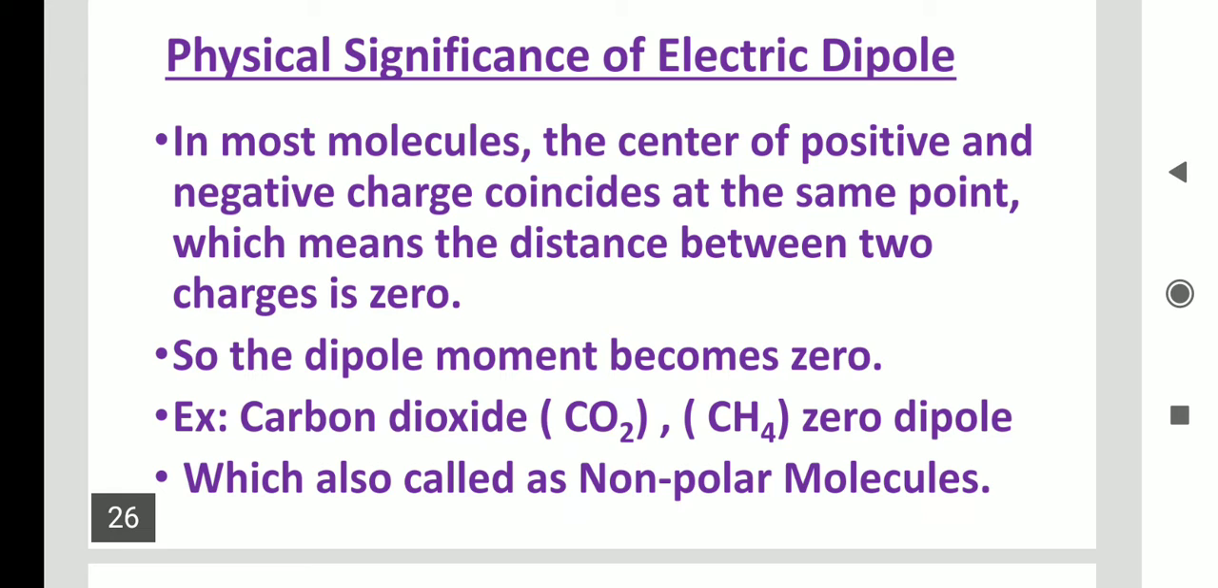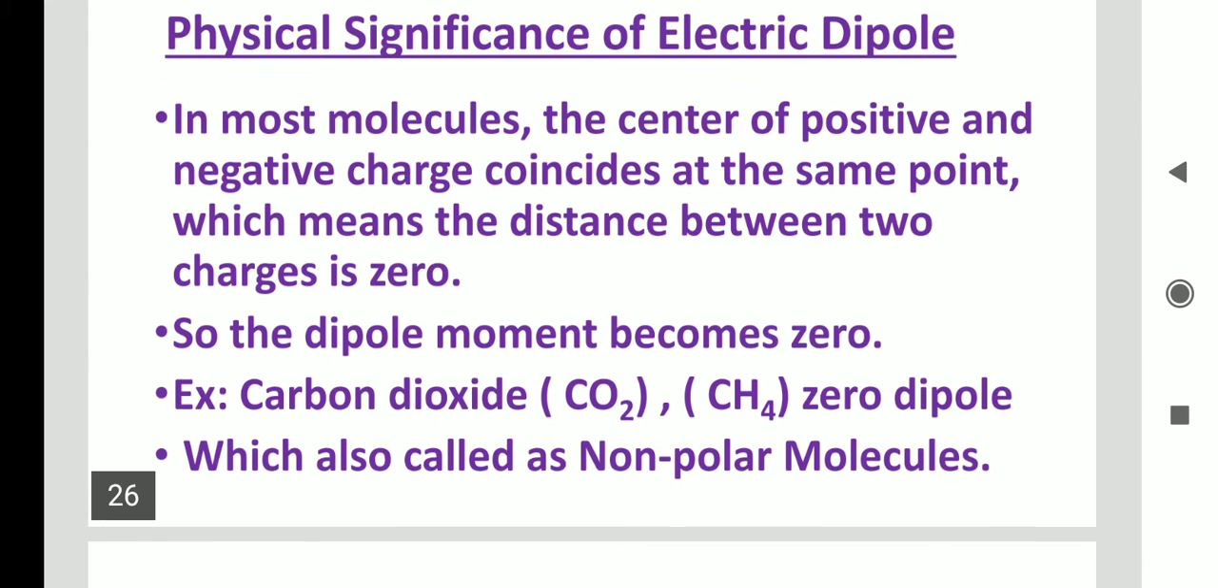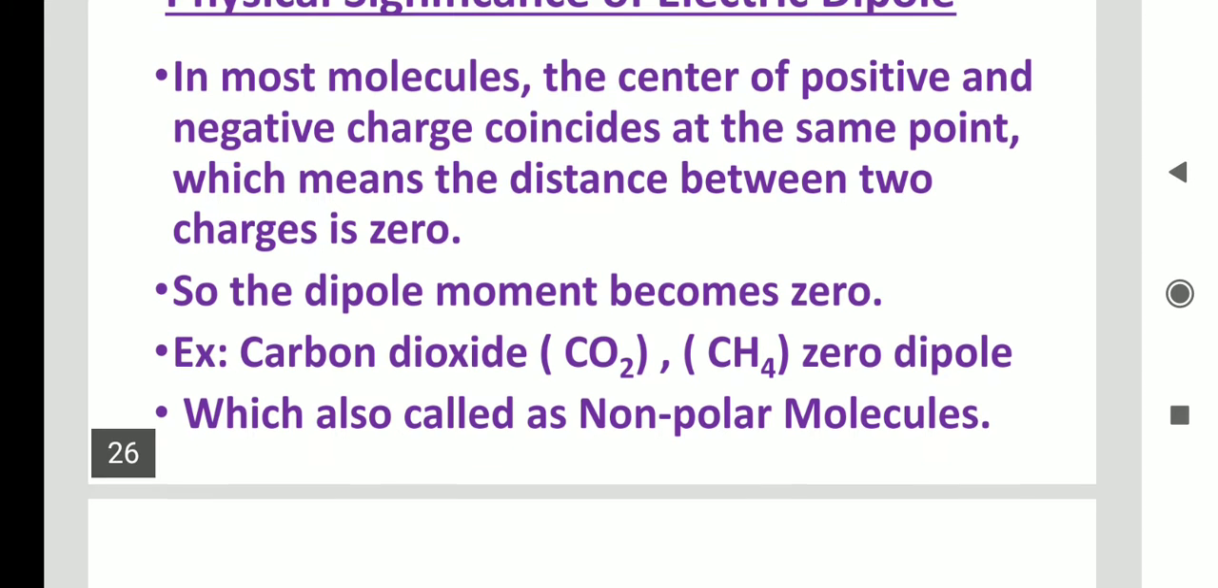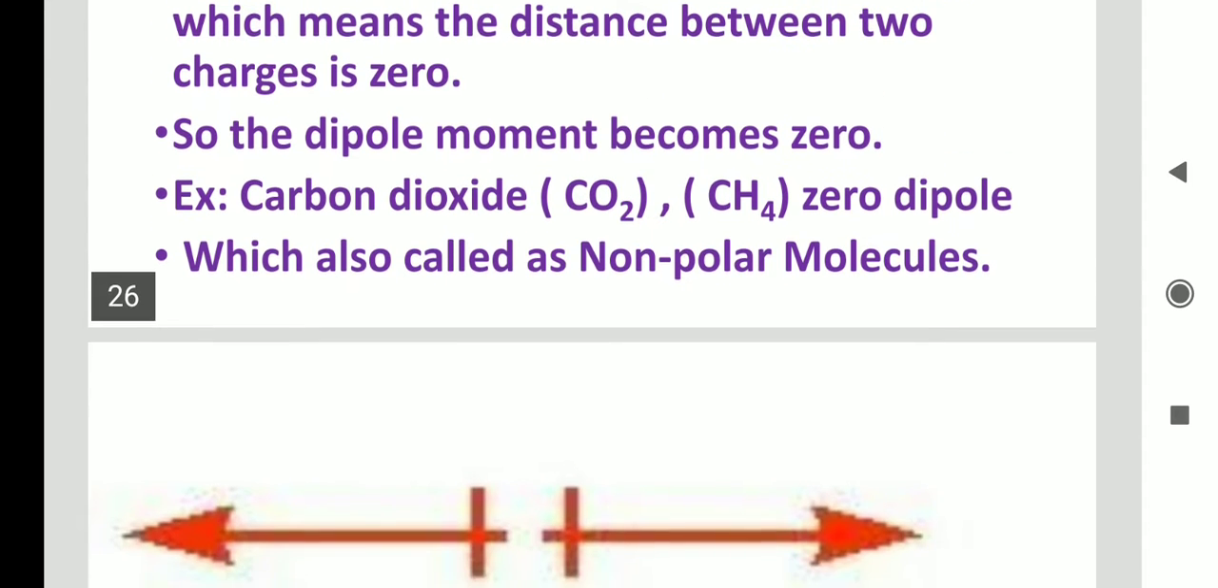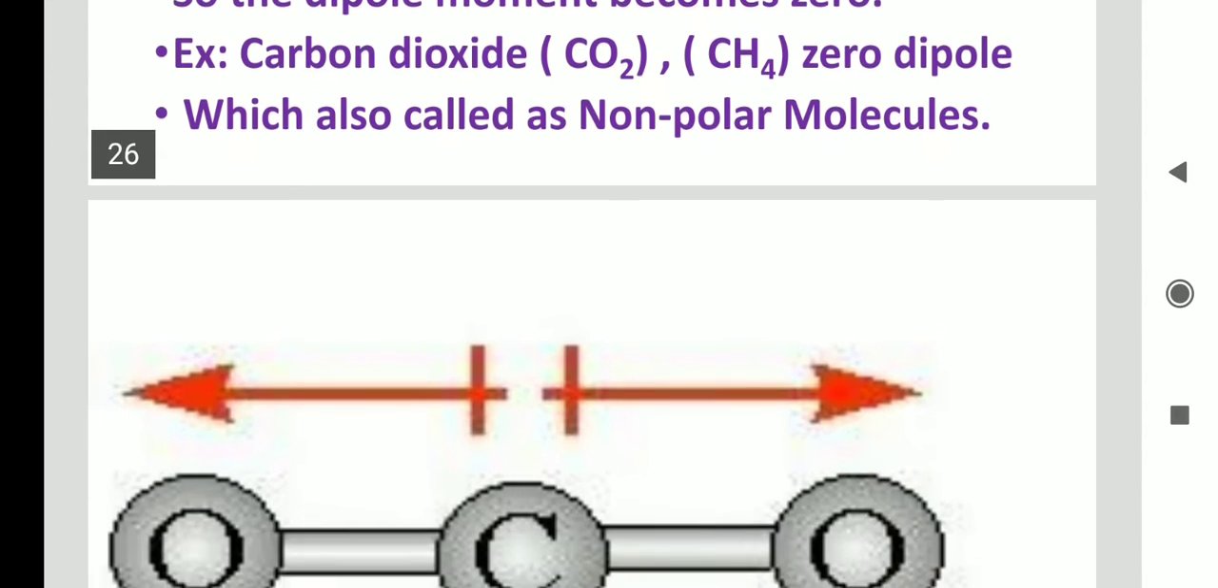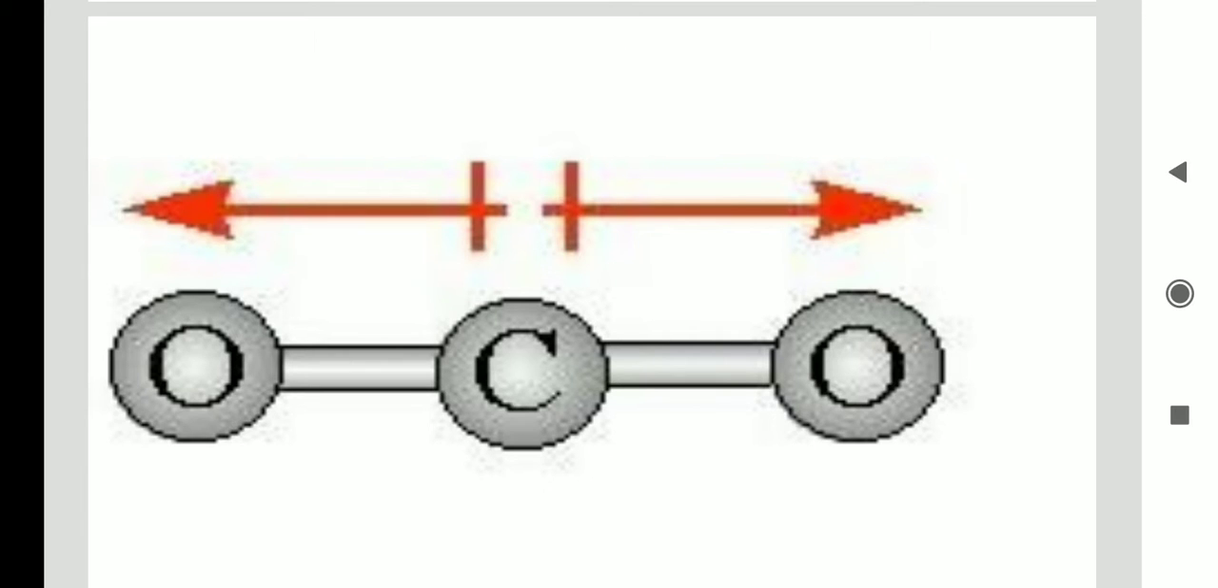Where the dipole value is 0, those molecules are considered non-polar molecules. When the positive charge and negative charge are not separated by a particular distance, their dipole value is 0, and that type of molecule is considered non-polar. Examples of non-polar molecules are carbon dioxide and methane. Here this figure is about CO2.